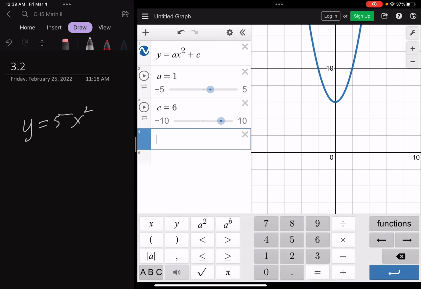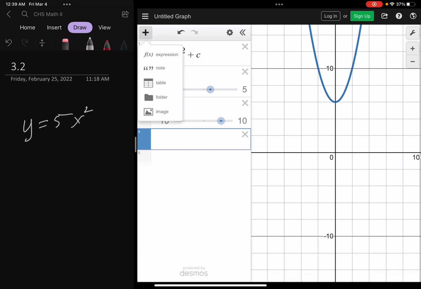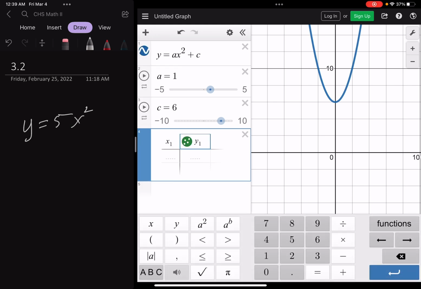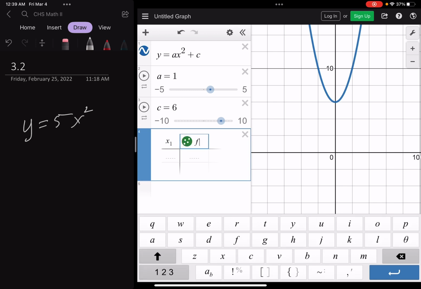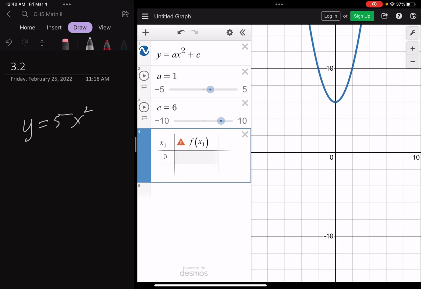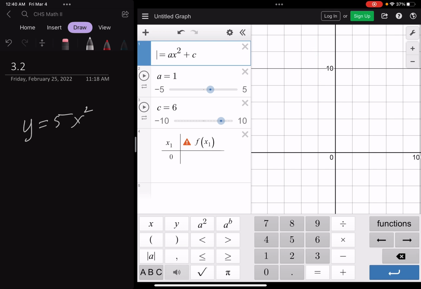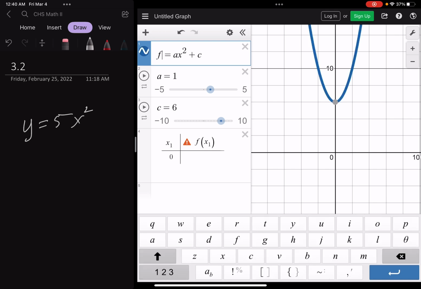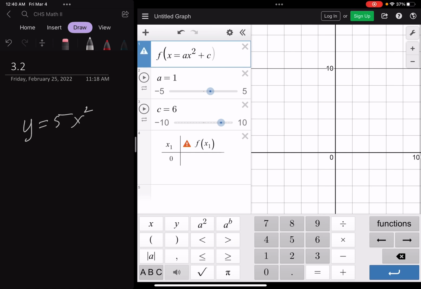Let's see if I can do, yeah, we'll make a table really quick. So we'll do table, and we'll write, this is going to be f of x1, I gotta put that in parentheses, x1, close, and we're just gonna do 0. And we want to change this from regular notation to function notation. So f of x, and close.